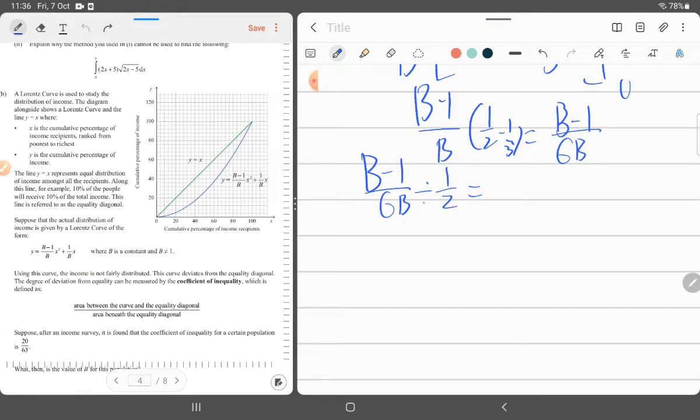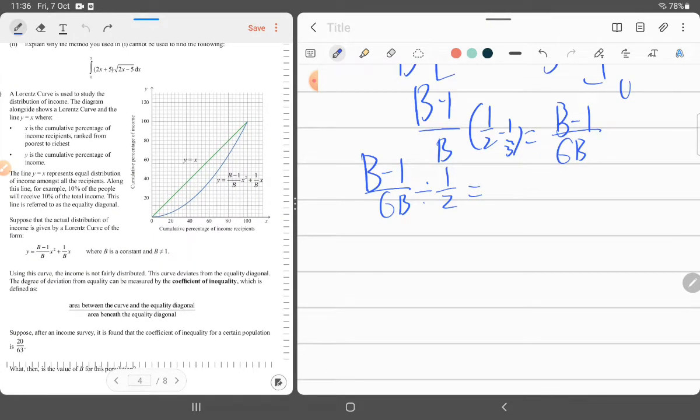And we want to see what is the b for 20 over 63.